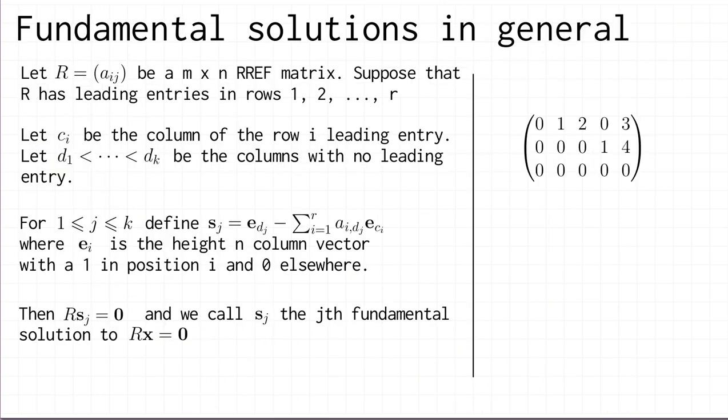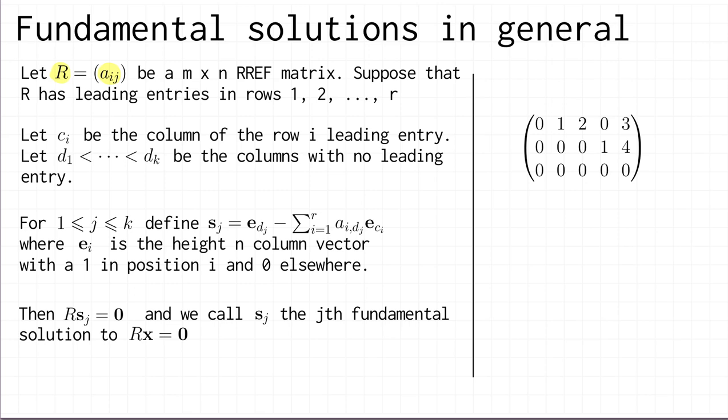So let's look at a construction for the fundamental solutions in general, so not just in the example we saw on the last slide, but in every case. On this slide, I'm going to give an expression for the fundamental solution to a homogeneous matrix equation RX equals 0 when R is a matrix in row-reduced echelon form. So let's let our matrix R have ij entry a subscript ij and let it be an m by n row-reduced echelon form matrix.